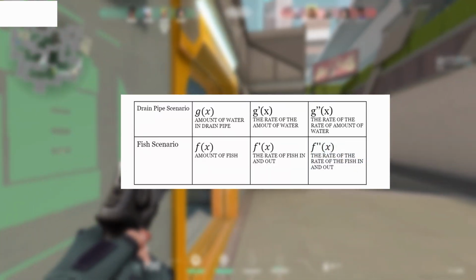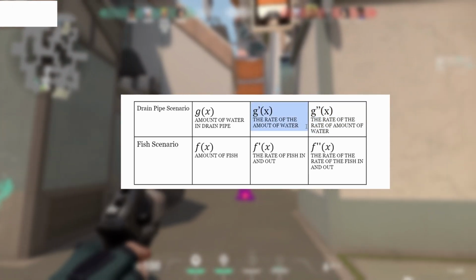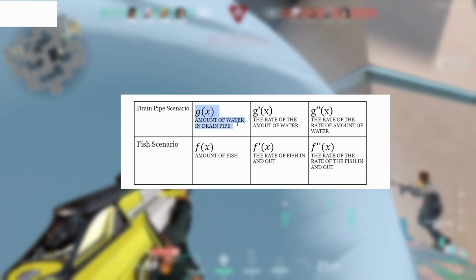To explain this more in a formal calculus sense, I've made a chart. In the drain pipe scenario, we were given the rate of water in and out. Then we were asked if the amount of water was increasing or decreasing, which could be found out by using the first derivative. We did that by plugging the number into the first derivative to see if the amount of water in the drain pipe was increasing or decreasing.